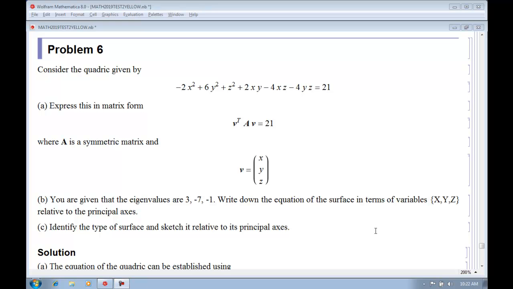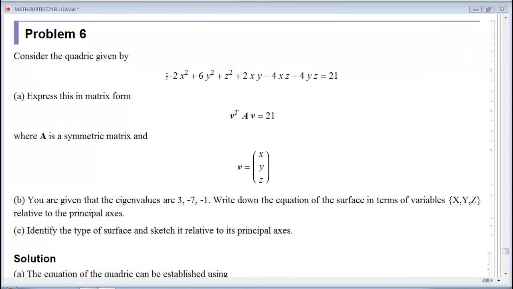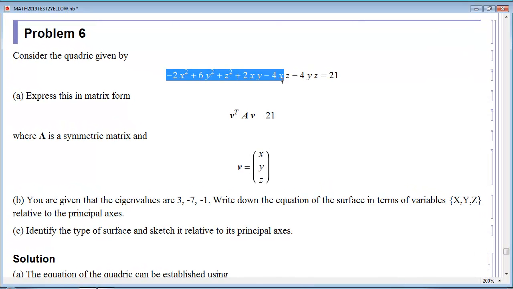Okay, so let's move on to problem 6, and it's about an equation involving this quadratic form, which defines a quadric surface in 3 dimensions. And the first thing we're asked is to express it in this matrix form, where A is a symmetric square matrix and V is the vector of coordinates.